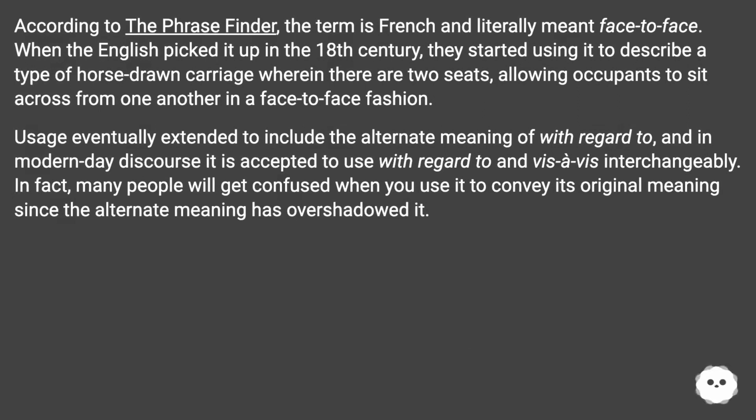According to the Phrase Finder, the term is French and literally meant face to face. When the English picked it up in the 18th century, they started using it to describe a type of horse-drawn carriage wherein there are two seats, allowing occupants to sit across from one another in a face-to-face fashion. Usage eventually extended to include the alternate meaning of with regard to, and in modern-day discourse it is accepted to use with regard to and vis-à-vis interchangeably. In fact, many people will get confused when you use it to convey its original meaning since the alternate meaning has overshadowed it.